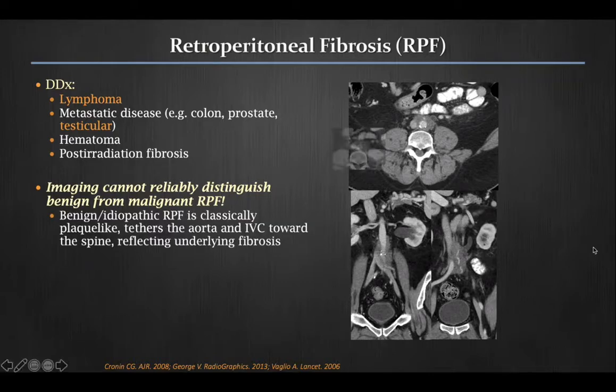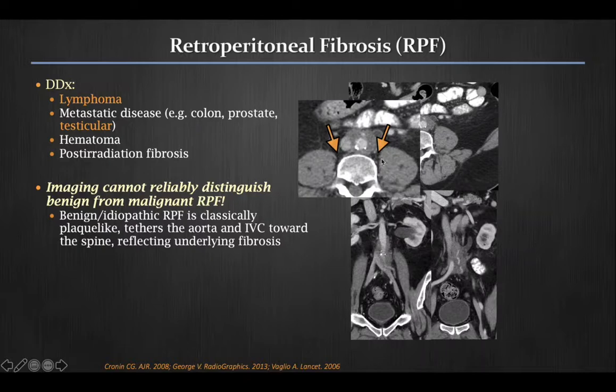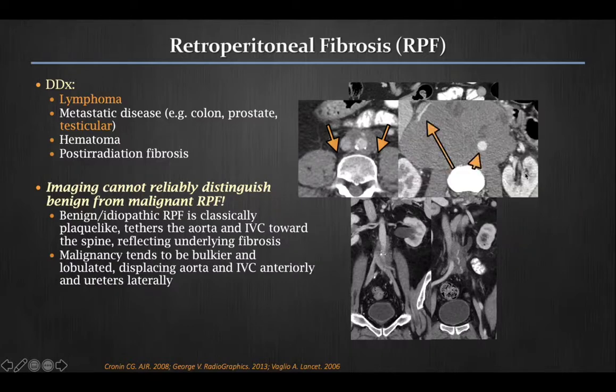Here's an example of what is often cited, where in retroperitoneal fibrosis of the non-malignant type, you have this tethering of the aorta and the IVC toward the spine with very little space between the two. Whereas if it's malignant, you have, like the testicular cancer case, where the aorta and the IVC are elevated off of the spine. Obviously, this you would almost certainly know is malignant just from the look of it, but this is just a comparison between the two of what has been suggested. Again, it's not sufficiently reliable to distinguish in 100% of cases.